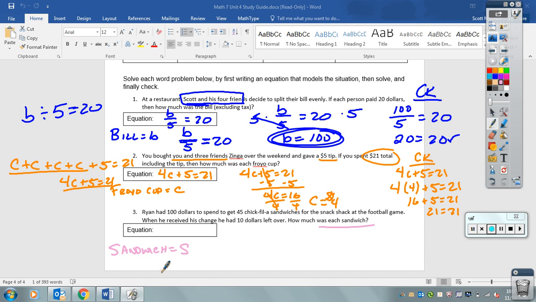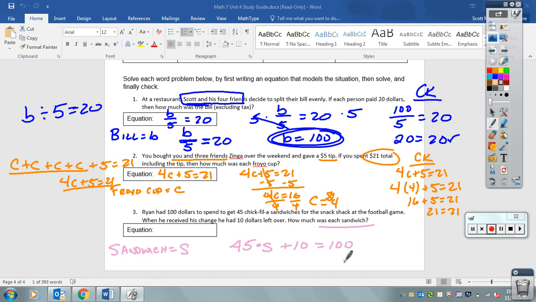We had $100 to spend to get 45 sandwiches. So let's find the price of the sandwich. It's 45 times the price of the sandwich, so it's 45 S's. I can't really do the same thing here because I would write out 45 S's. It would take forever. 45 sandwiches, plus the $10 change equals $100.